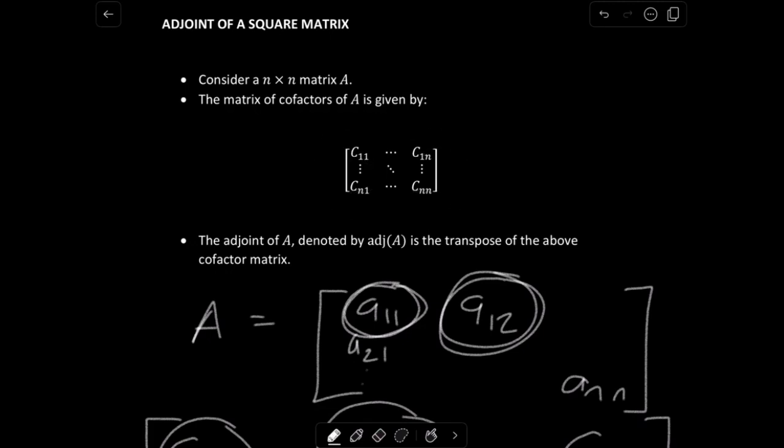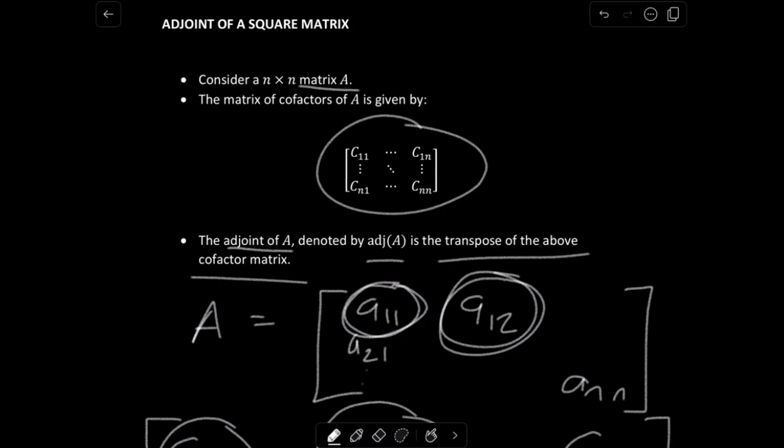Now, the adjoint of this A matrix is denoted adj(A). It stands for adjoint of A. The adjoint of A is simply the transpose of this cofactor matrix that you calculated. So just to recap, to get the adjoint of the square matrix A, you calculate the matrix of cofactors. Then to get the adjoint, you simply transpose this matrix, and there you go. That's your adjoint matrix of the matrix A. That's how simple it is.